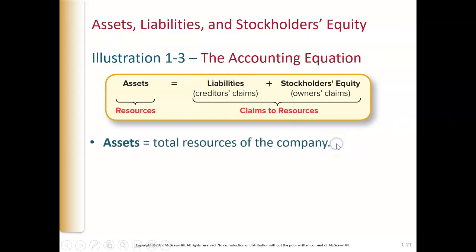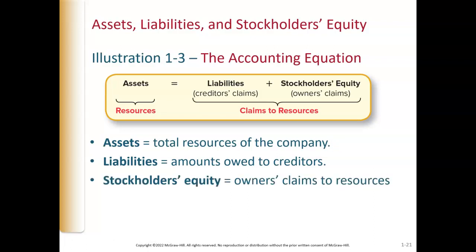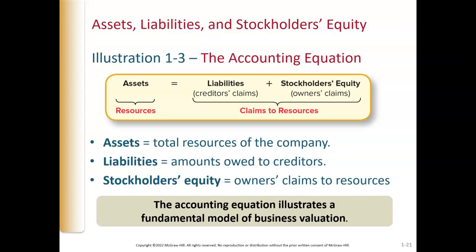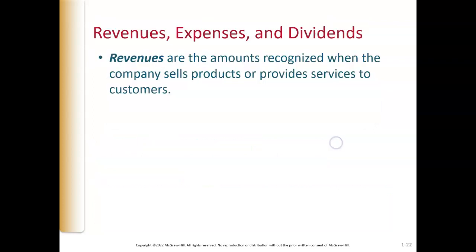Okay? Assets are the total resources of a company. Liabilities are the amounts we owe to creditors. And stockholders' equity are owners' claims to those resources. The accounting equation, this is the key to accounting. It will always balance because assets will always equal liabilities plus stockholders' equity. Okay? Yes? You bet.